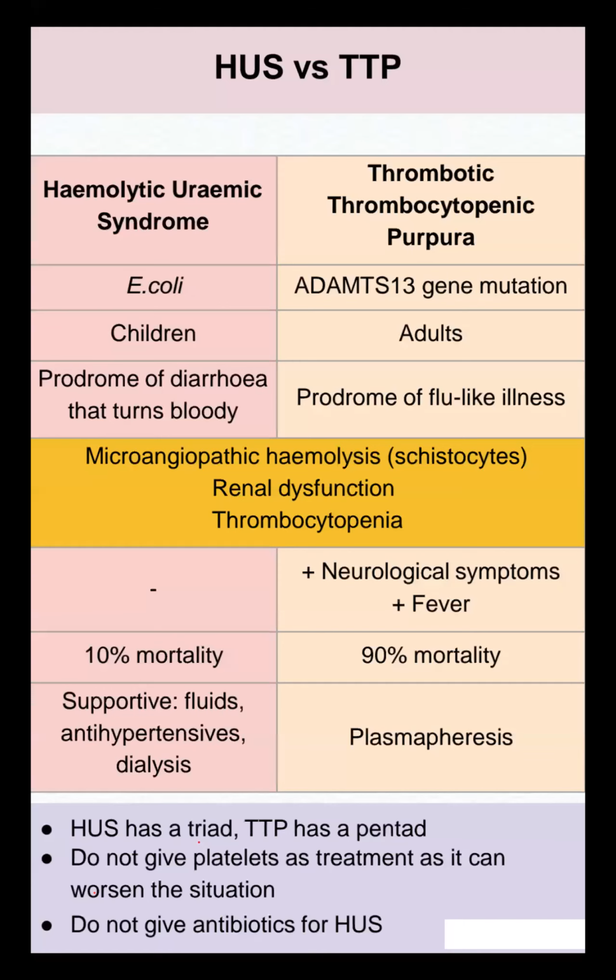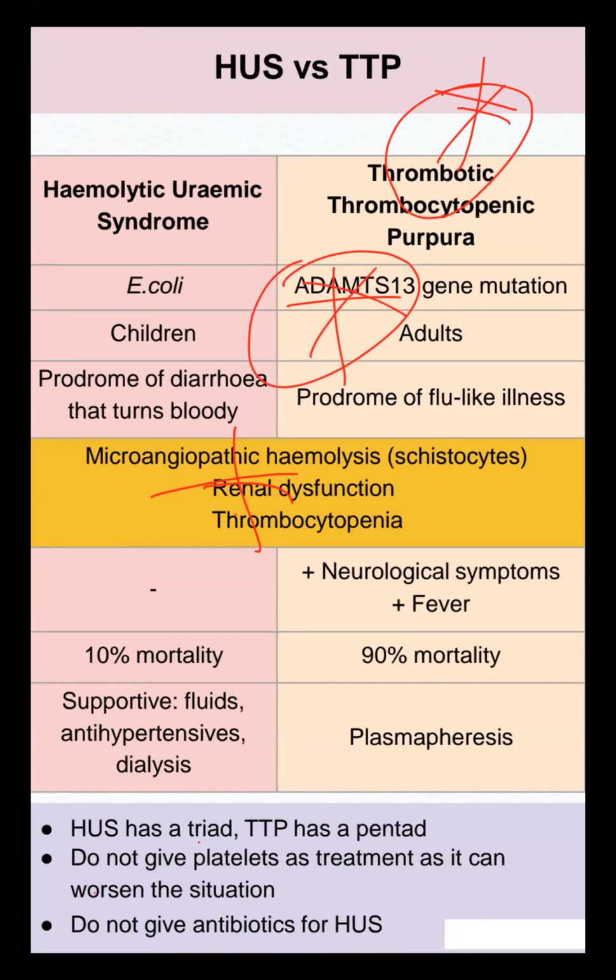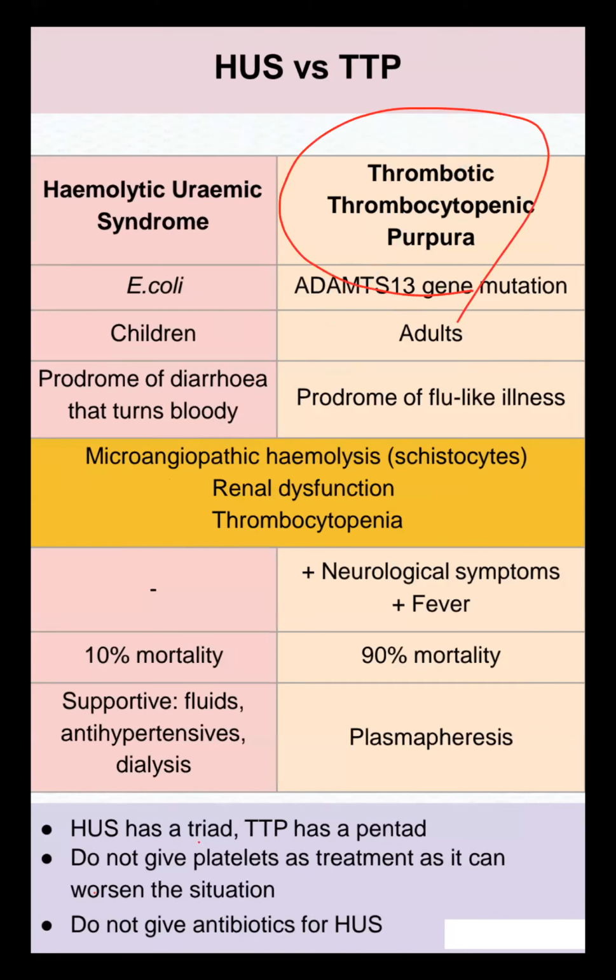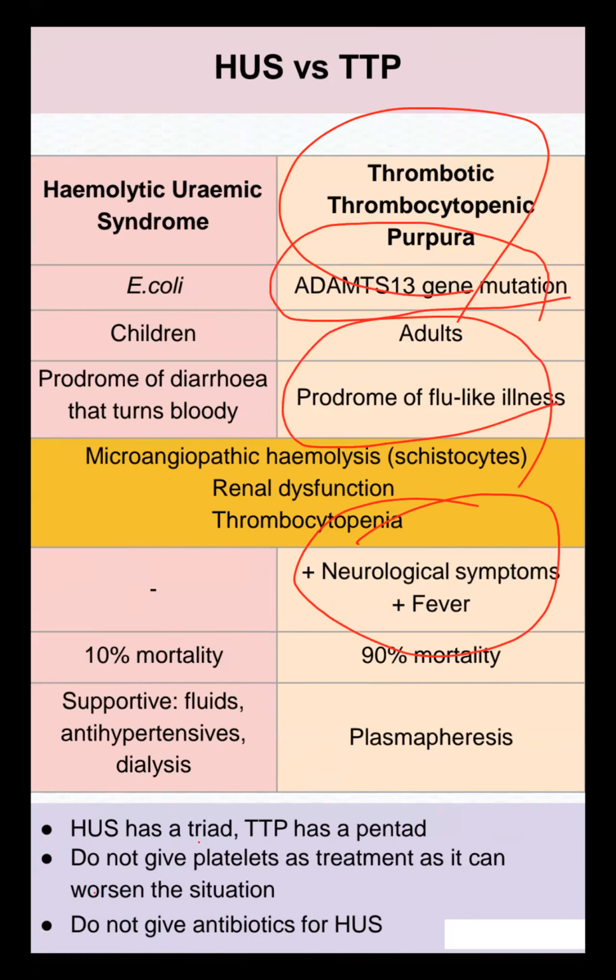Hemolytic uremic syndrome and TTP is a 4-star exam topic. Every candidate must remember the differentiating point. In TTP, thrombotic thrombocytopenic purpura, there will always be a neurological picture. In HUS, there is no neurological picture. Another point is the gene mutation, ADAMTS13, and a history of flu-like illness. We manage this condition by plasmapheresis.